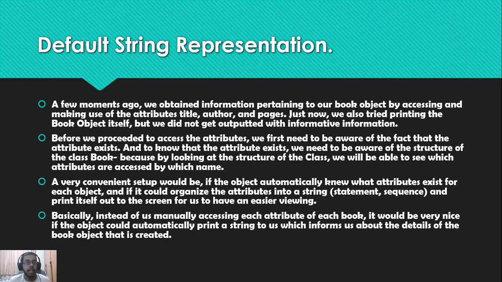A very convenient setup would be if the object automatically knew what attributes exist for each object, and if it could organize the attributes into a string statement sequence and print itself out to the screen for us to have an easier viewing. Basically, instead of us manually accessing each attribute of each book, it would be very nice if the object could automatically print a string to us, which informs us about the details of the book object that is created.